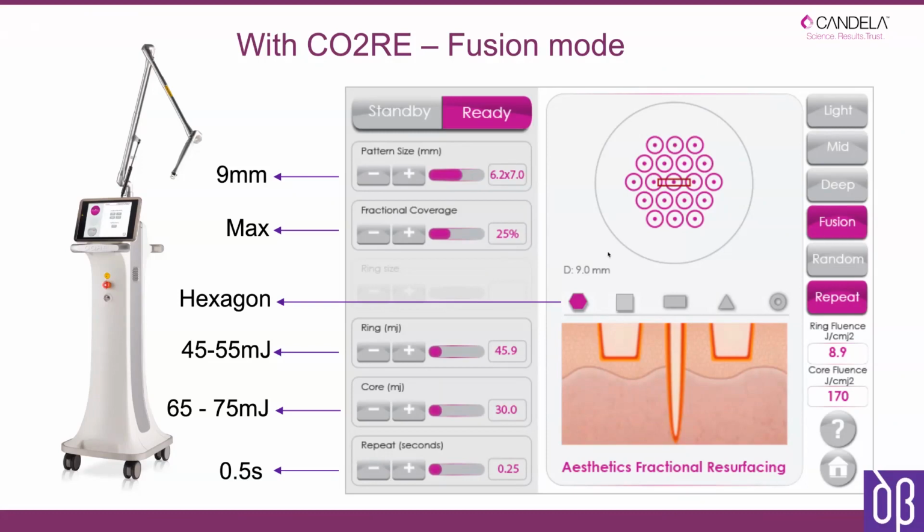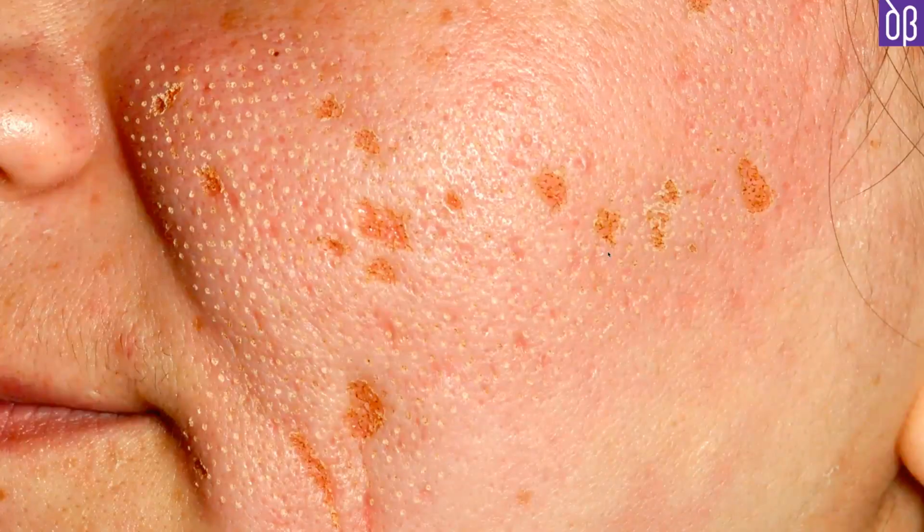So this is exactly the end point after a treatment of acne scarring. You see the complete destruction of the walls and the floor of each of the boxcar and ice pick scarring. And after that, I made a general pass of the deep mode. Okay, so this is the end point we're looking for.